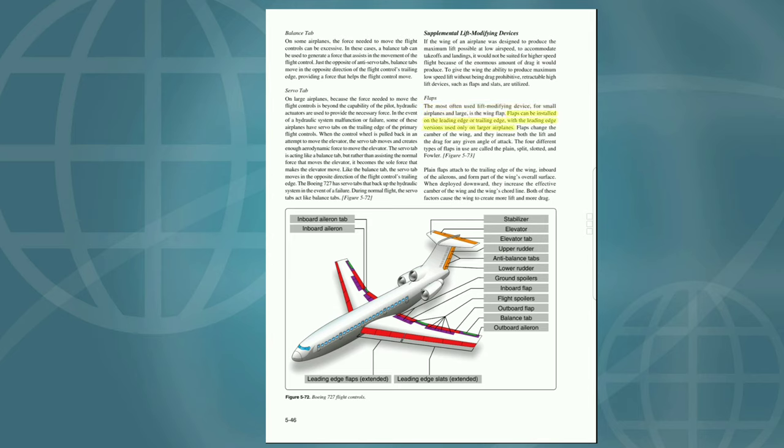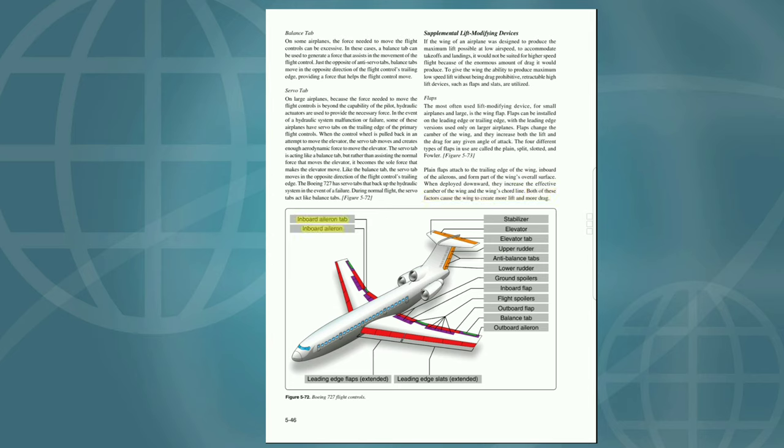Flaps can be installed on the leading edge or trailing edge, with the leading edge versions used only on larger airplanes. Flaps change the camber of the wing, and they increase both the lift and the drag for any given angle of attack. The four different types of flaps in use are called the plain, split, slotted, and Fowler. Figure 5-73, plain flaps attach to the trailing edge of the wing, inboard of the ailerons, and form part of the wing's overall surface. When deployed downward, they increase the effective camber of the wing and the wing's chord line. Both of these factors cause the wing to create more lift and more drag.